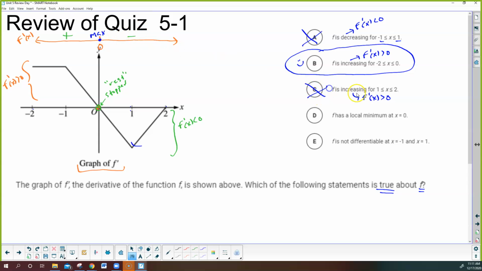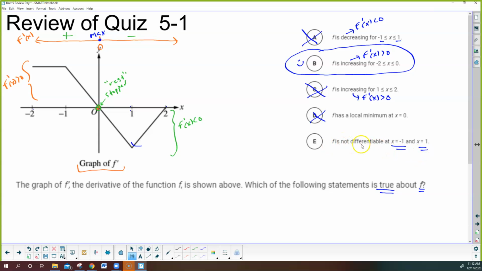This is not true. This actually has decreasing slopes from 0 to 2, or in this case from 1 to 2. There's a local minimum at x equals 0. Well, we just proved that I went from positive slopes to negative, so this is not true. It's officially a maximum. And then f is not differentiable at -1 and 1.